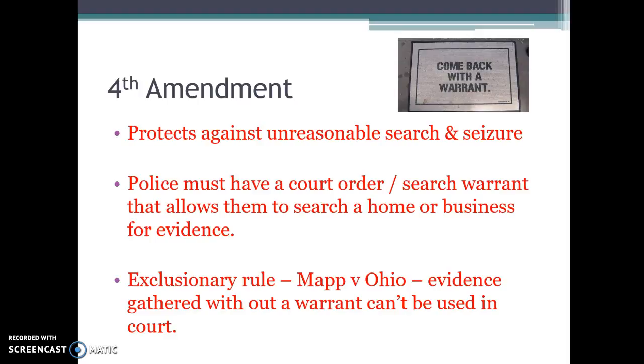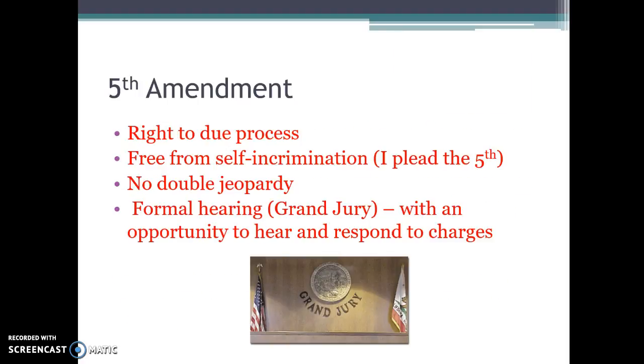But the Supreme Court has said in Mapp versus Ohio that if they don't have a warrant and they go into your house and they find evidence, then that evidence cannot be used in court. This is known as the exclusionary rule. Next up, we have the Fifth Amendment. And the Fifth Amendment is basically your right to due process, that we have to have a legal process with steps, and you need to follow those steps.